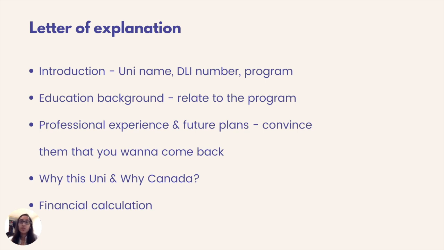Next, letter of explanation. So this is a letter you write to the Canadian Embassy saying that I want to come to Canada, but after pursuing my education, I also want to return to my home country. So the various sections that are recommended to have in a letter of explanation are the following. First is an introduction. So you tell which university you're attending, what is the kind of program, and also mention the DLI number. You can find it on the internet very easily.